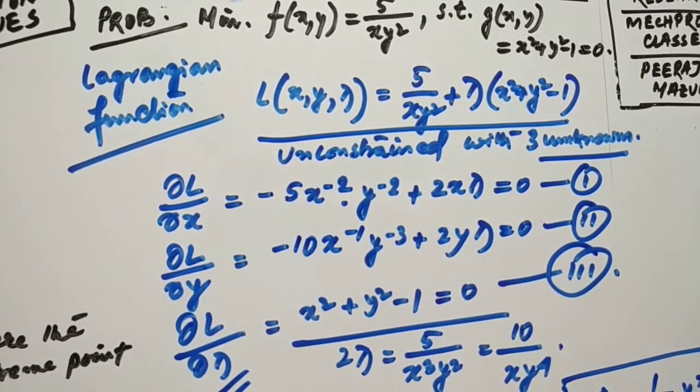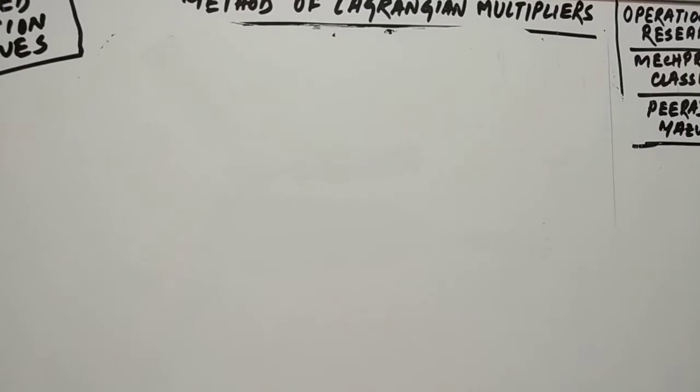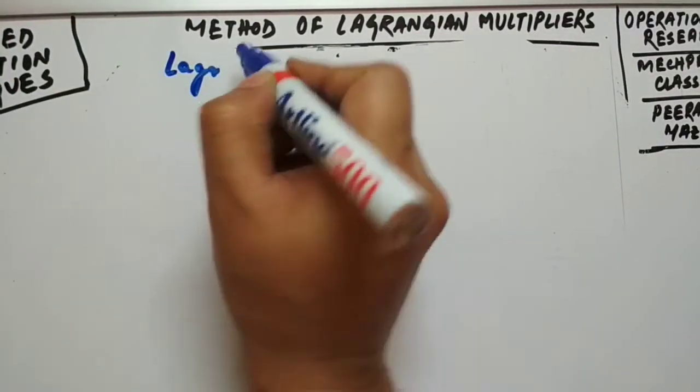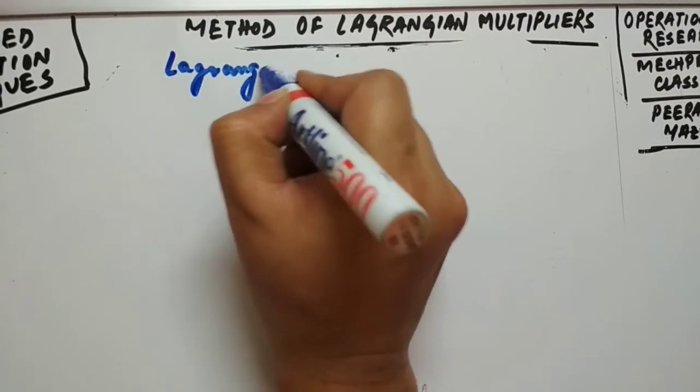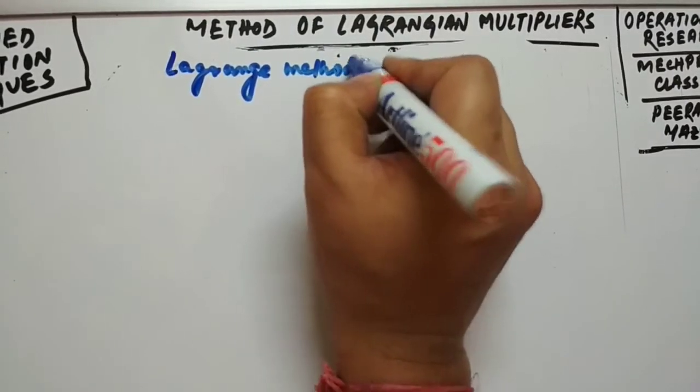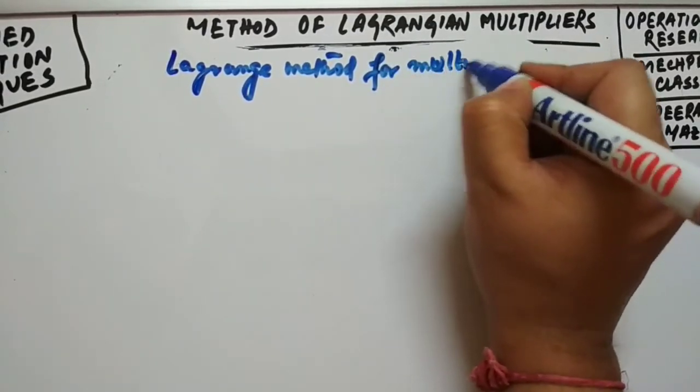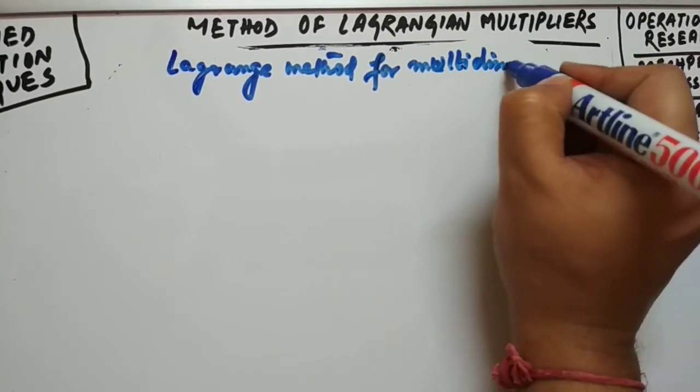Okay, now I will just show you the Lagrangian method for multi-dimensional cases. I will just write the generalized form. Okay, I'm not going to solve a problem, just stick to the video a few more minutes. So I can write it as Lagrange method for multi-dimensional cases.